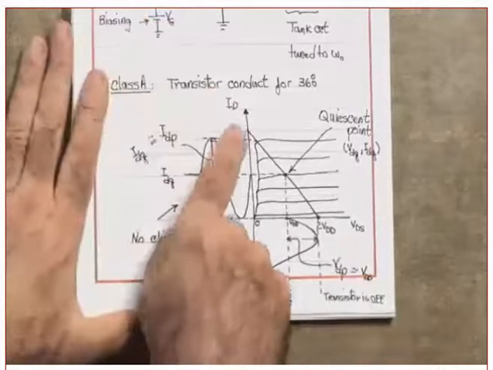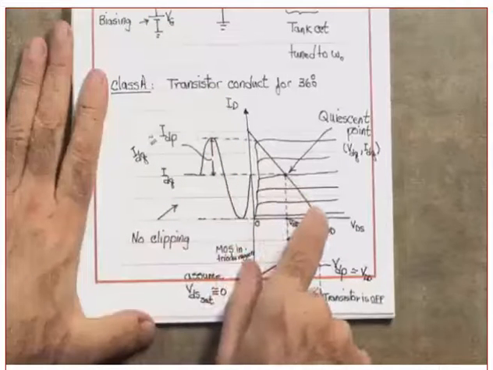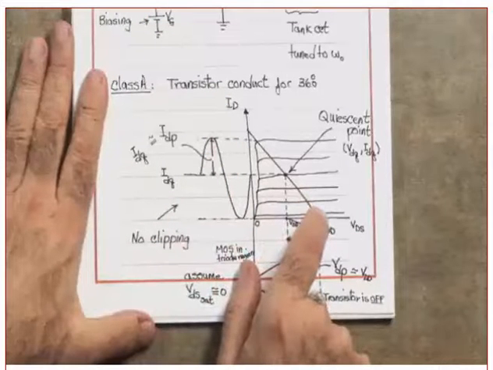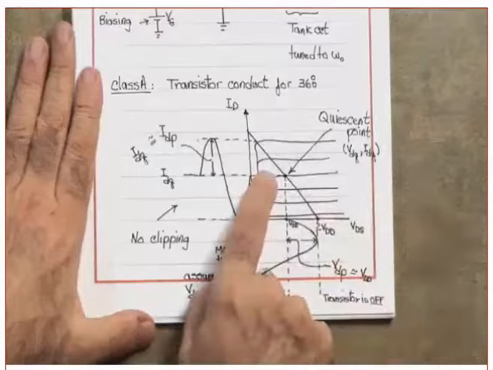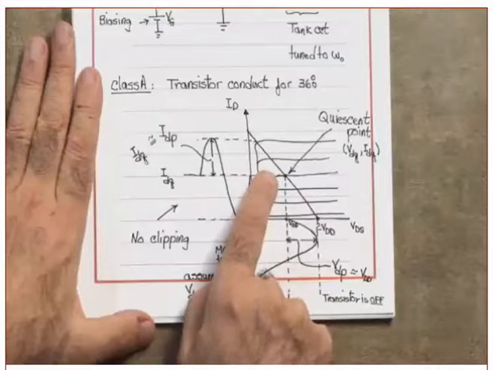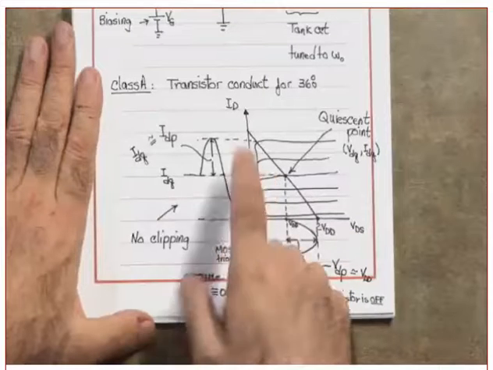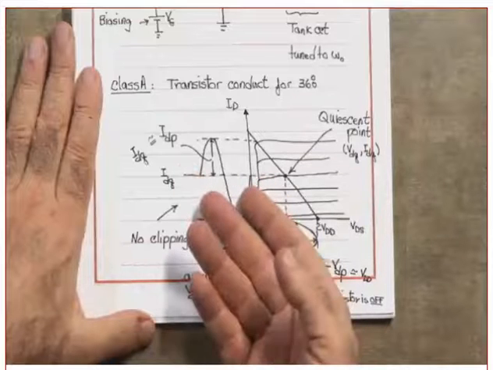Now, what do I call this line? The quiescent or the load line. Yes? What is the load? Which load is this? What is the slope of this? It's minus 1 over RL.